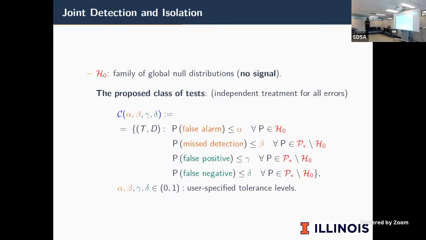A very natural extension is this proposed class of tests where we control all these errors separately: false alarm below alpha, misdetection below beta, false positive below gamma, false negative below delta. So this is our error metric, and that's why we call it joint detection and isolation. These are for detection, these are for isolation. And alpha, beta, gamma, delta are user-specified tolerance levels. This can be anything. These are free, we have independent treatment for all errors. We don't have any restriction for alpha, beta, gamma, delta.